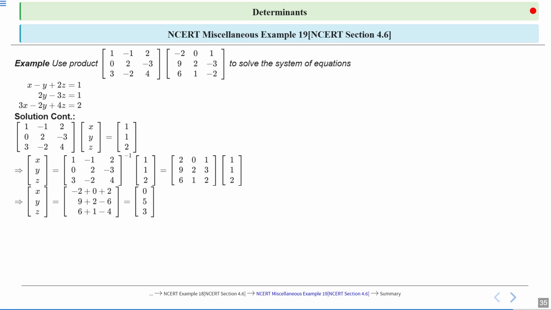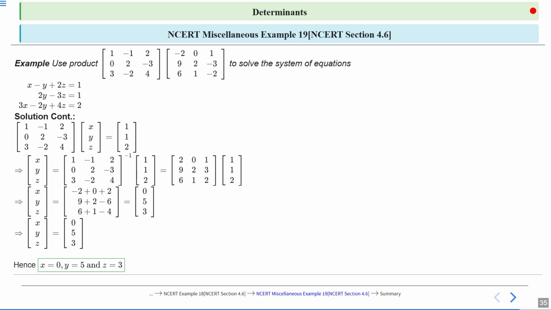So when we multiply, we get minus 2 plus 0 plus 2, 9 plus 2 minus 6, and the third row 6 plus 1 minus 4. That is 0, 5, and 3. Hence, X is equal to 0, Y is equal to 5, and Z is equal to 3.